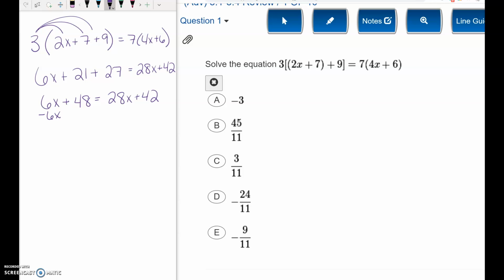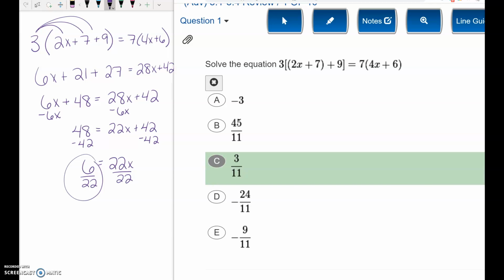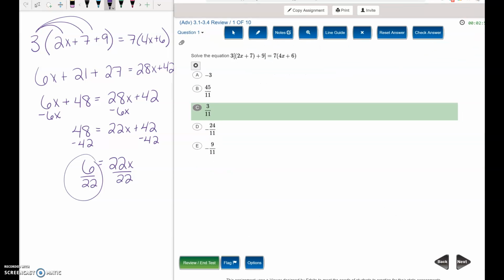I'm going to subtract 6x on both sides to get 48 equals 22x plus 42. Subtract 42 on both sides to get 6 equals 22x. We divide by 22, and 6 over 22 is not one of my answers, but if you simplify that in your calculator, you can divide both of those by 2 to get 3 over 11. So 3 over 11 is our answer for that one.